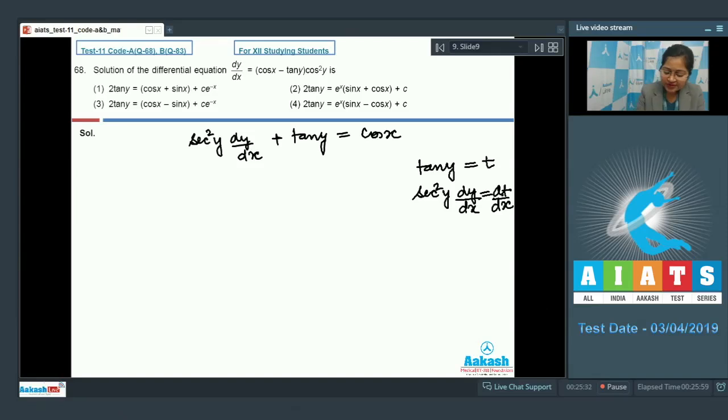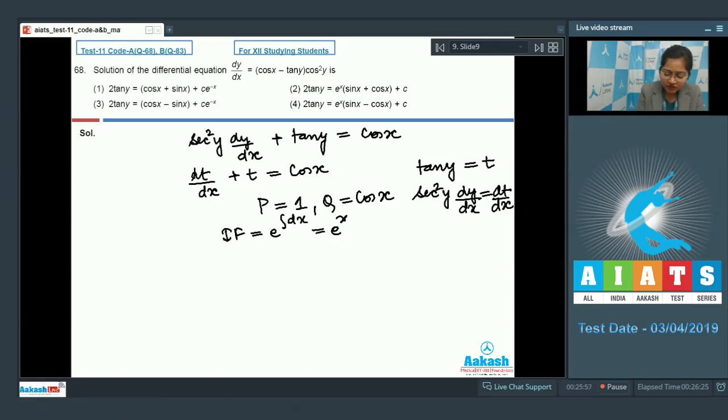Now substituting this in the given equation, we will get dt upon dx plus t equal to cos x. Now the equation has become very simple, where the value of p is equal to 1 and q is equal to cos x. Hence the value of the integrating factor is equal to e raised to the power integration of 1 into dx, that is equal to e raised to the power x.